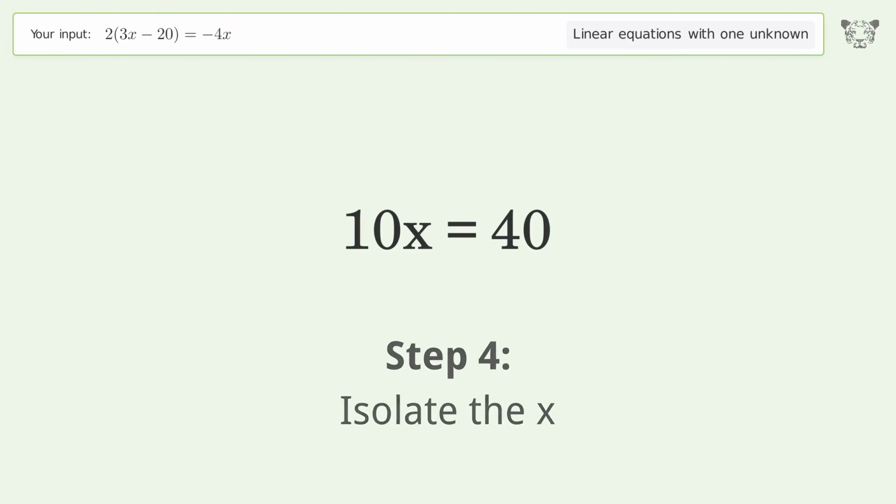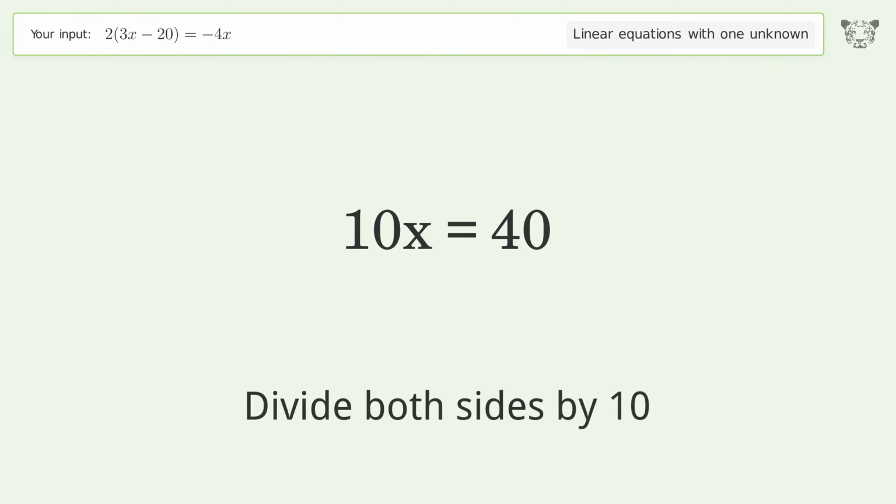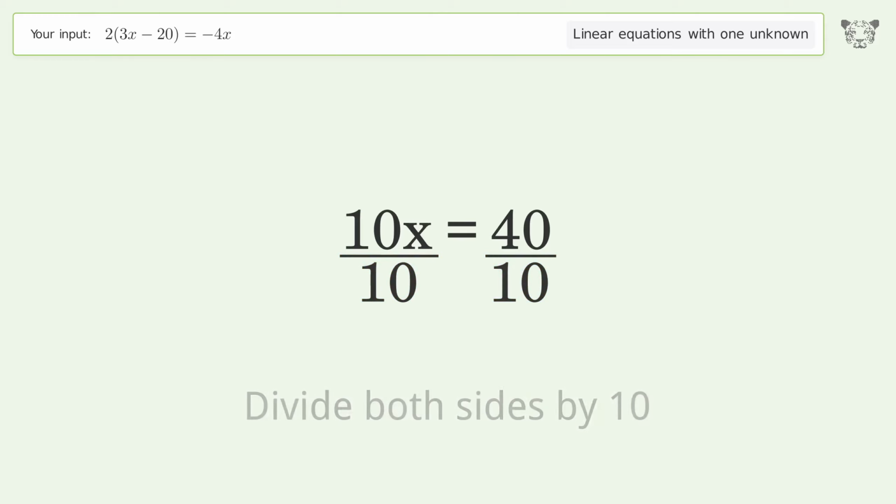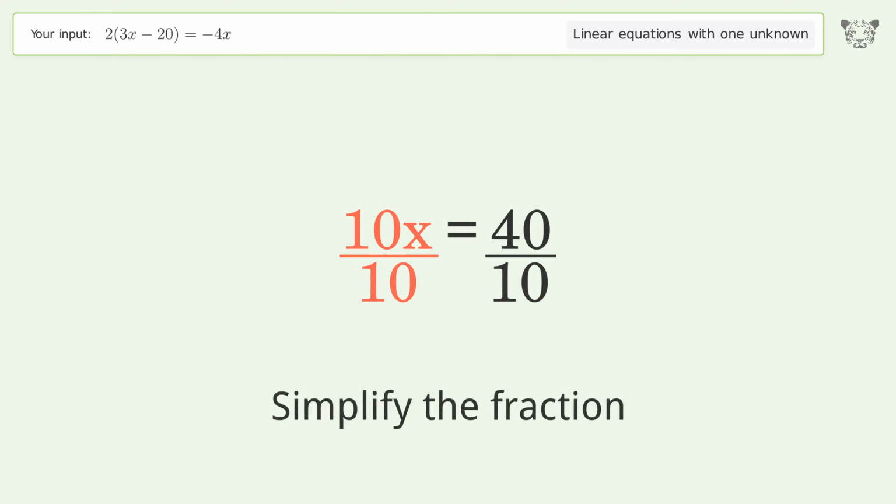Isolate the x. Divide both sides by 10. Simplify the fraction.